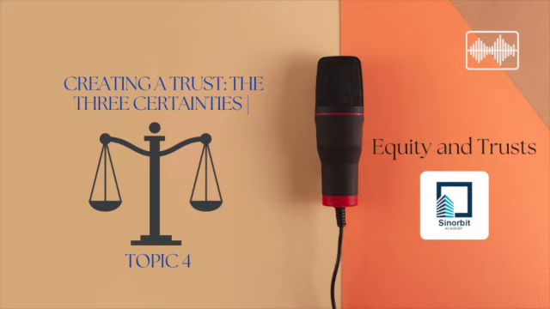And if a trust fails for uncertainty of objects, what happens to the property? You mentioned resulting trusts earlier. Exactly. If it was a self-declaration, nothing really happens. The settlor just keeps the property. But if the property was transferred to a trustee and the trust fails for uncertain objects, the trustee holds it on an automatic resulting trust back for the settlor or their estate.